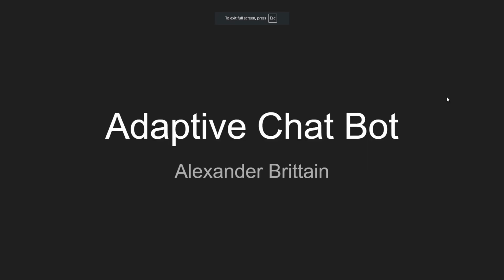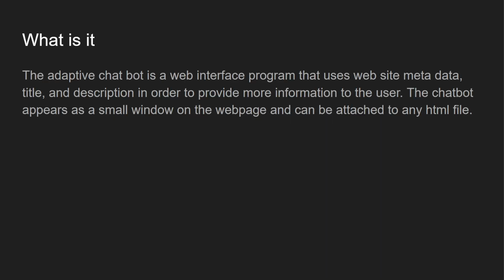Alright, quick presentation for my final project for artificial intelligence. It's Alexander Britton. This is called Adaptive Chatbot. So what is it? The Adaptive Chatbot is a web interface program that uses website metadata, title, and description in order to provide more information to the user.